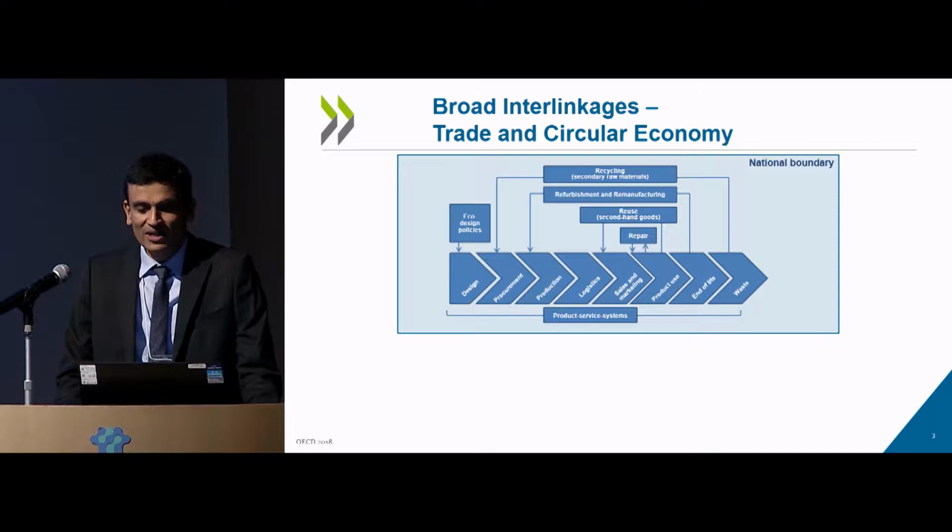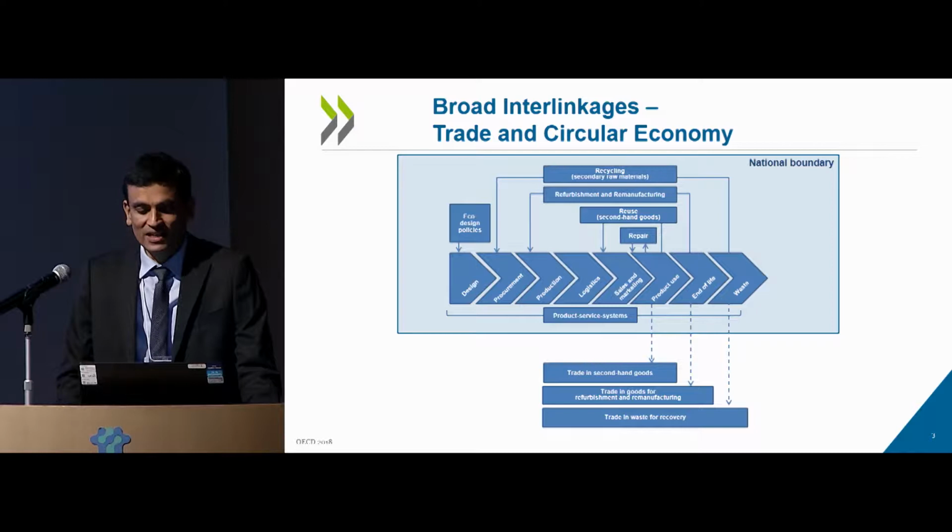Now, if we start thinking of how these loops link to various trade flows, if you're talking about the product stage, then we of course have trade in secondhand goods. If you're talking about end of life, we have trade in goods for refurbishment and remanufacturing. And then of course we are talking about waste, there's trade in waste for recovery.